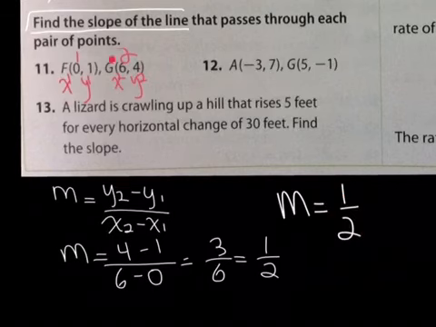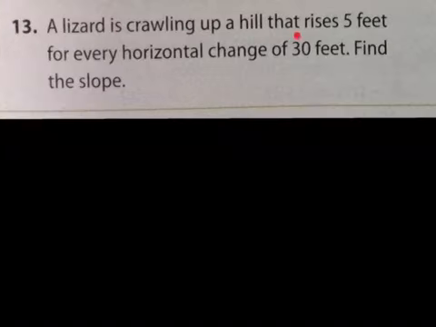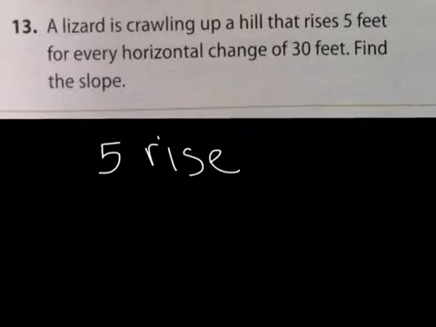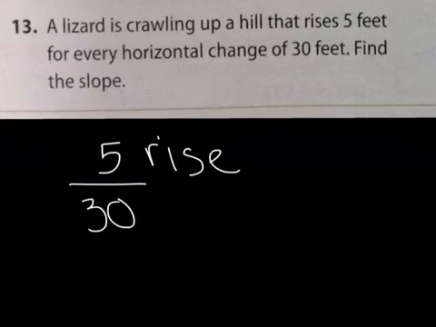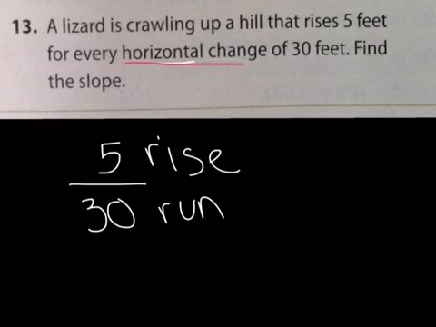So just the same way I did this one, please go ahead and do number 12 by using this formula to find the change in both, and then finding the slope. Question 13. A lizard is crawling up a hill that rises 5 feet for every horizontal change of 30 feet. Find the slope. So they're telling us that we're going up 5 feet, which is our rise, over 30 feet. For every 30 feet we move horizontally, that is our run. And we move vertically, crawling up a hill, 5 feet. This is our rise, how much we're going up the hill. And this is our run, the distance we're running horizontally.